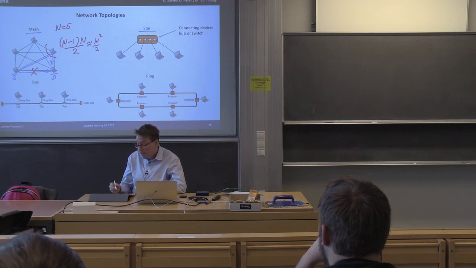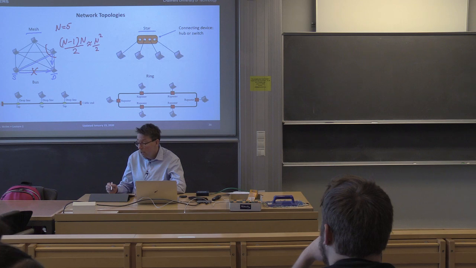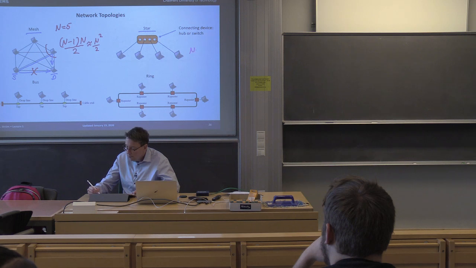However, it's also expensive because we need many links. Okay, so that's one extreme of a network topology. The other extreme is the star topology here. What it means then is that we have here n devices. Okay, so in this case, n is equal to 4.